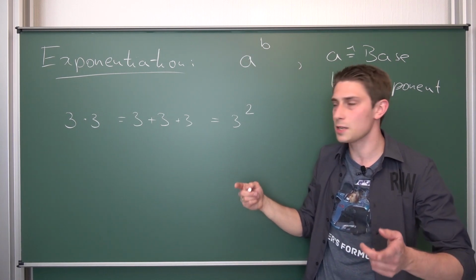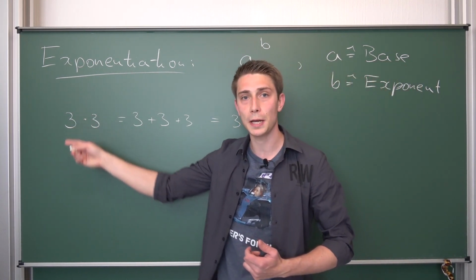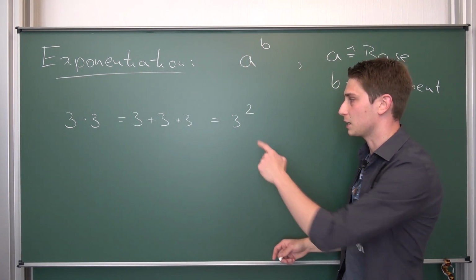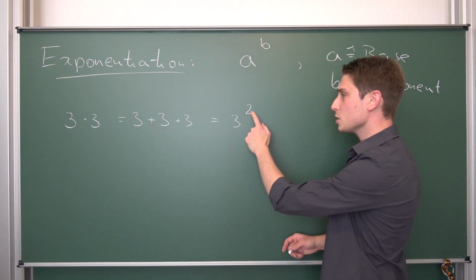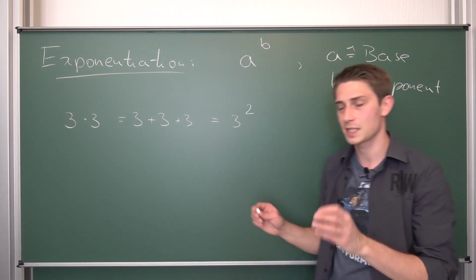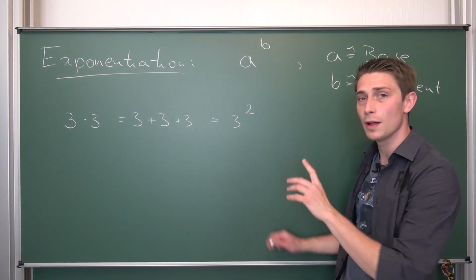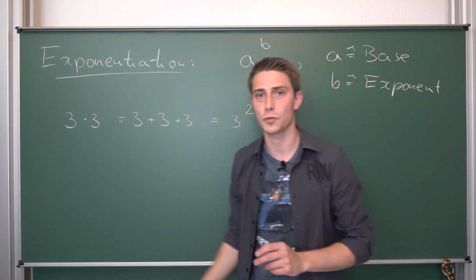And now all of a sudden we are upgrading multiplication to exponentiation. 3 multiplied with itself 2 times exactly: 3 squared. This is what we call squared, to the second power, as some individuals like to say. So 3 squared is nothing but 3 times 3.